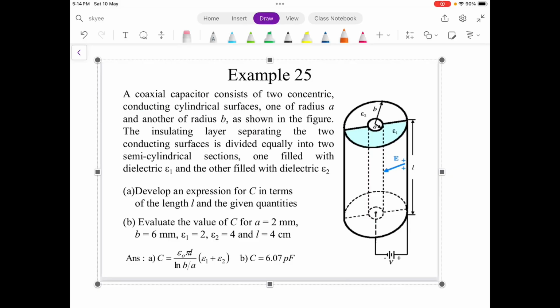So this is the questions for the cylindrical capacitors. At the end of this video, you are able to solve this question. So let's go through the questions together.